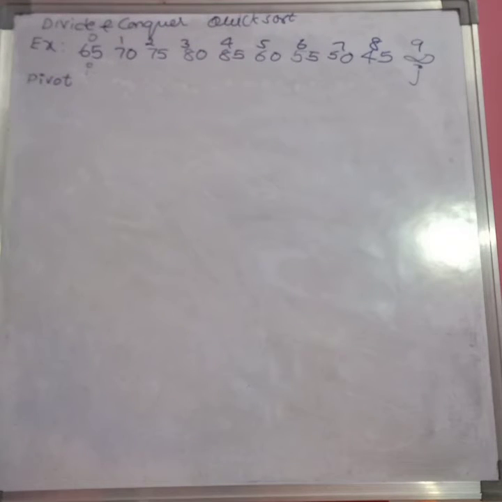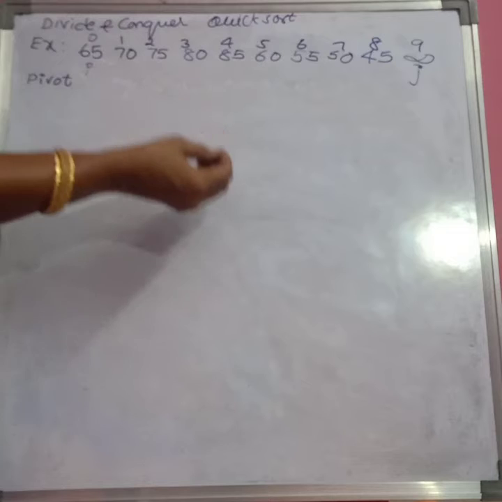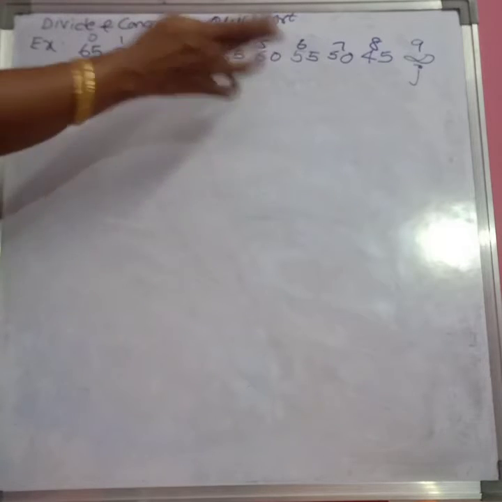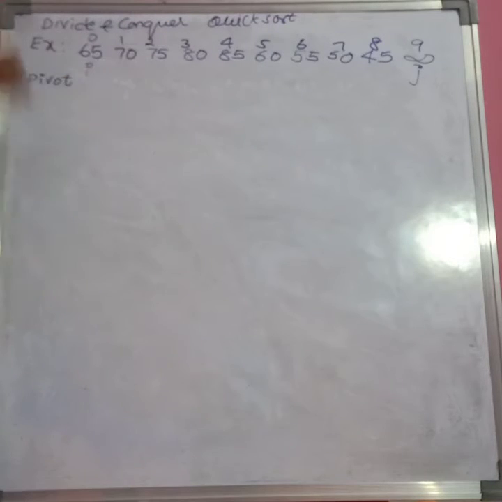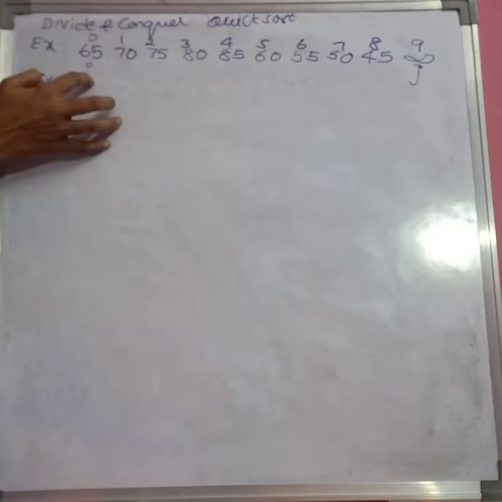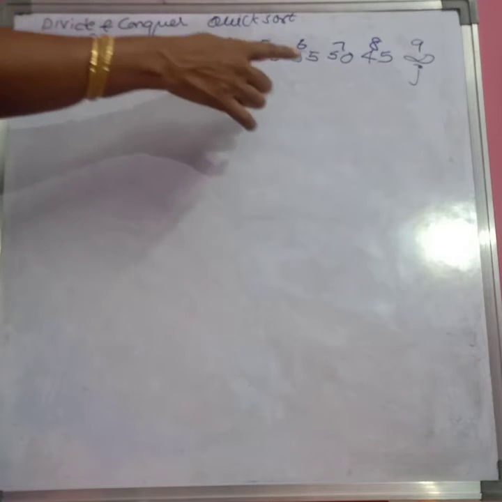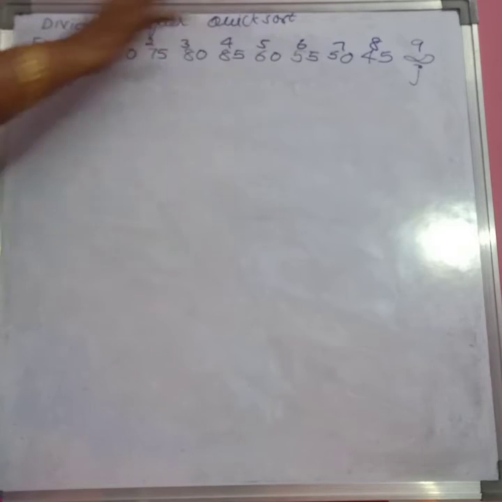To do that, first we need to select the pivot element, and for the iteration, to move this pivot element to its exact position, we are using two variables here, i and j. For j we assign the maximum index of the array, and for i we assign the lowest index of the array. Here the lowest index of the array is 0, and the highest index is 9, which we store in j.